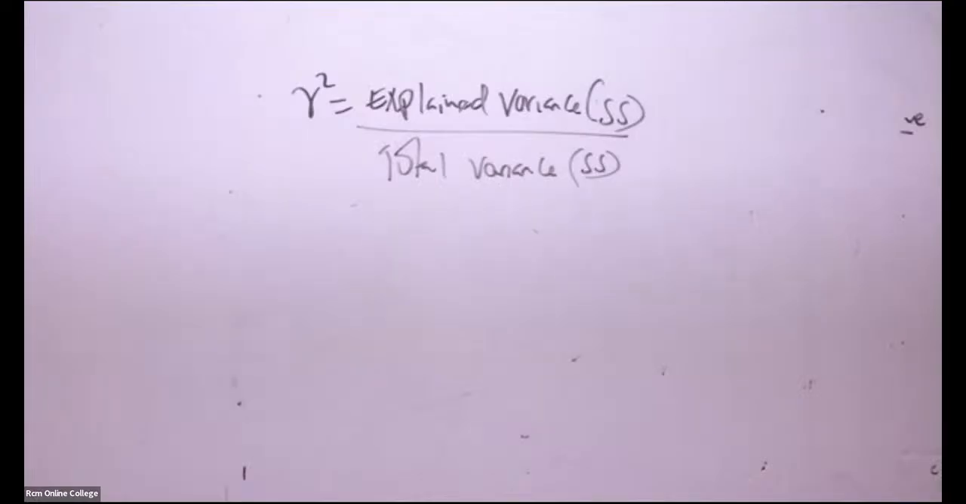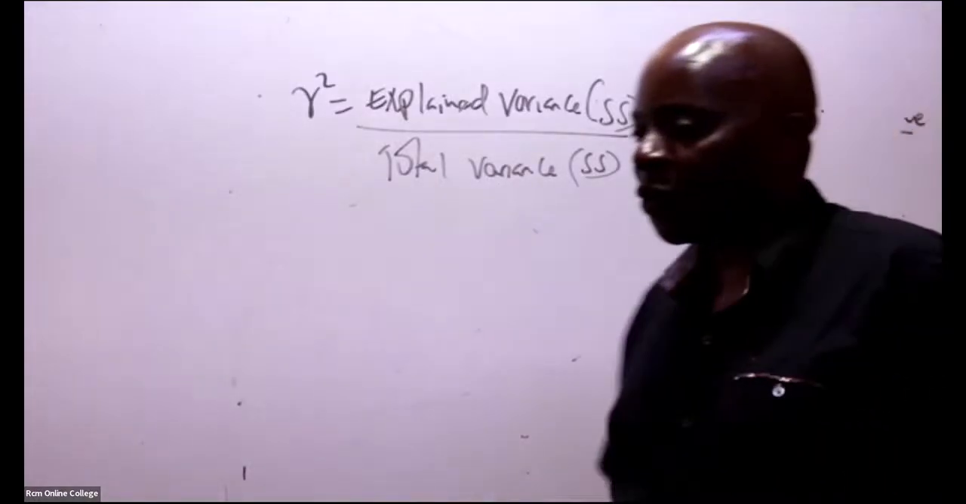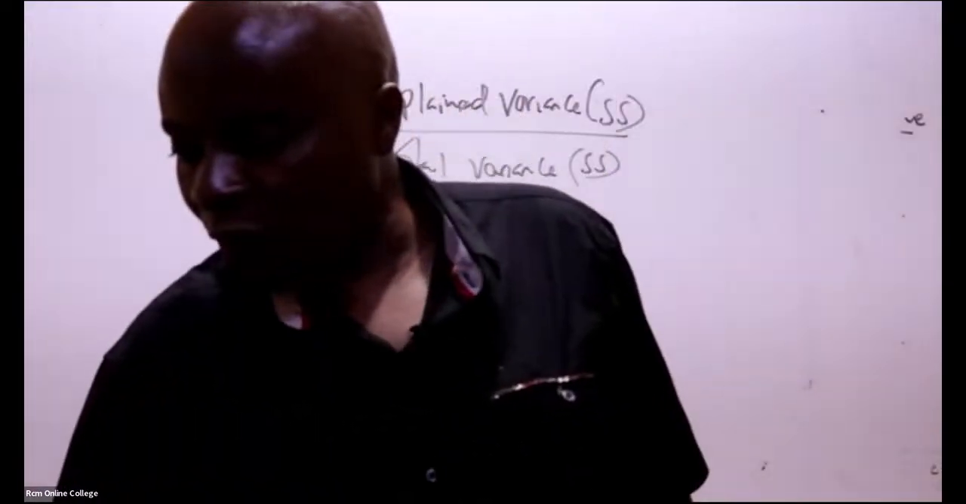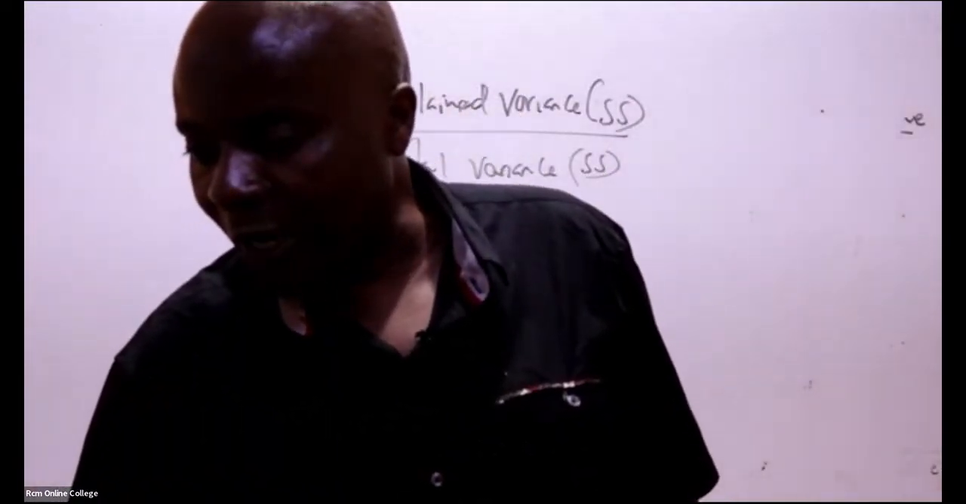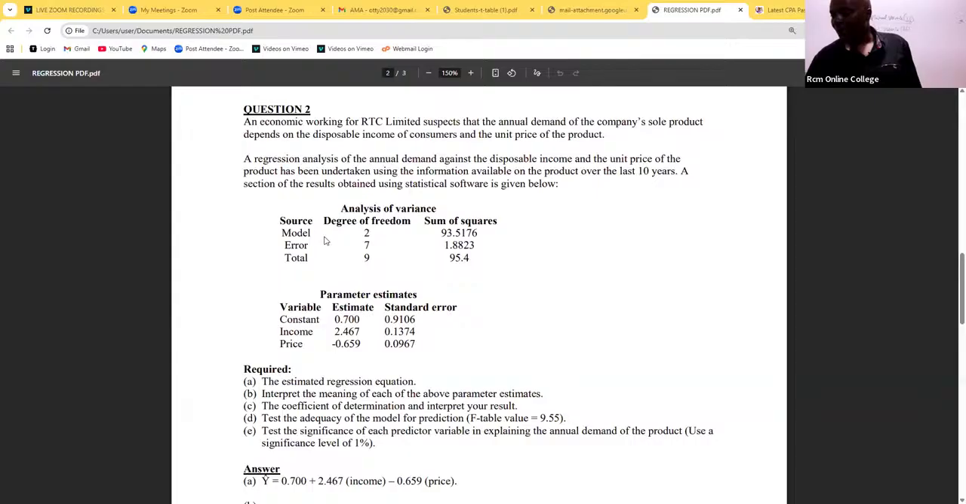So you take the explained variance in terms of sum of squares, all over the total variance in terms of sum of squares. Now, I hope you guys are able to remember that the model is regression. Model is explained, error is unexplained, and then we have the total.